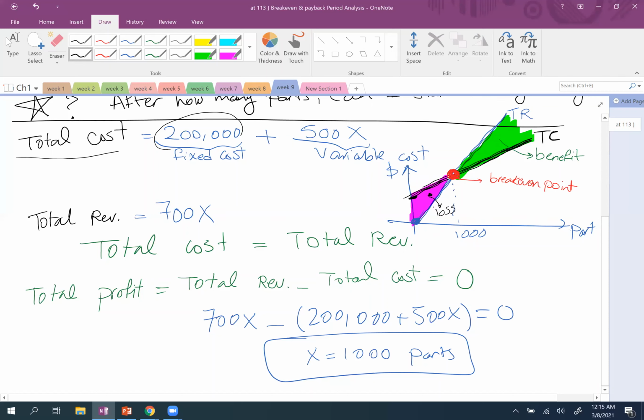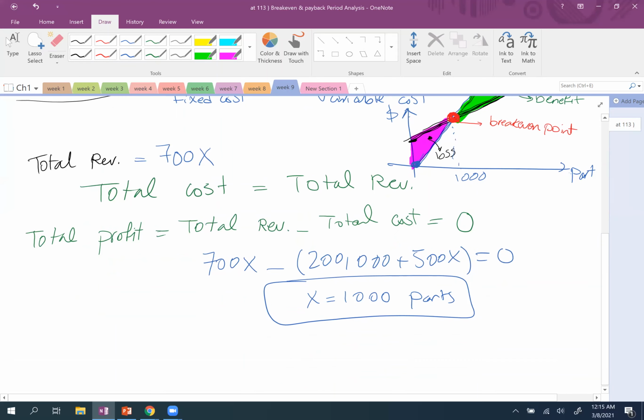So if I'm in the green zone, it means that I'm producing more than the break-even point, so I will make money. Otherwise, if I produce anything less than the break-even point, it means that I will lose money. So it will be our loss. And it makes sense because look at these lines. When you're in the pink zone, your black line, which is your total cost, is on top of the revenue line. And when you're in the green zone, your blue line is on top of the total cost.